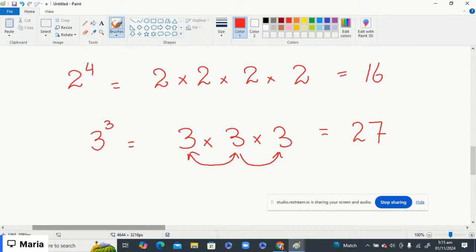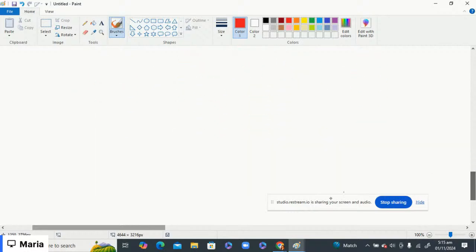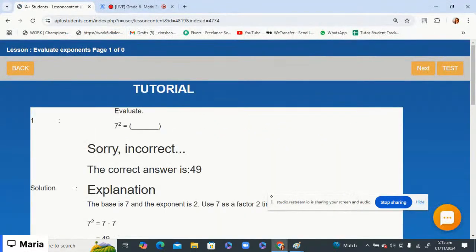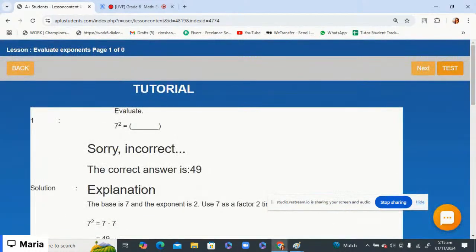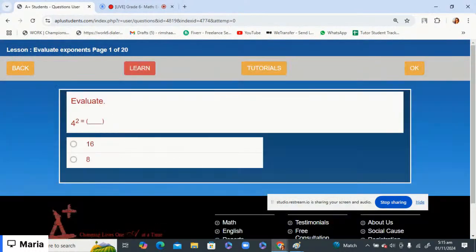Alright. Hope you guys understand this one. Alright, let's do some questions from the test now. Okay. Let's do it. And this time you guys tell me the answers.